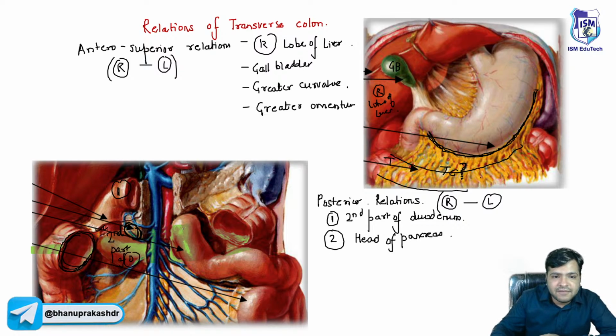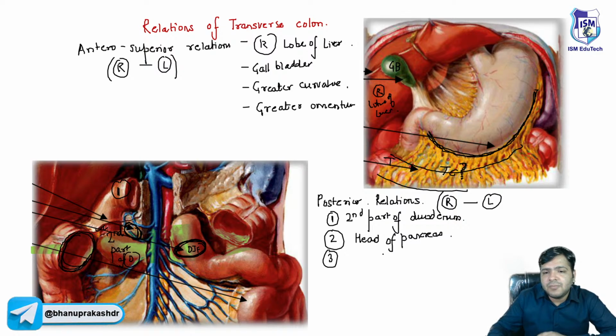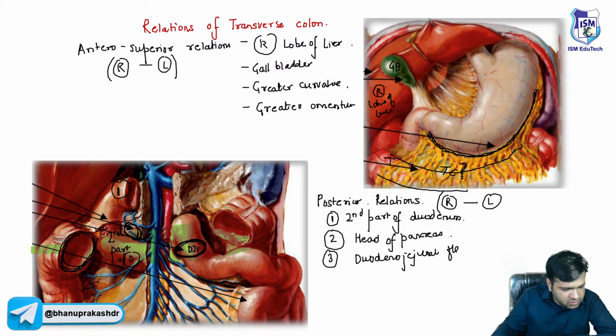Now we have a flexure over here beta. This flexure, it is called as the duodenojejunal flexure. So this is all behind. Going from right to left, we have the duodenojejunal flexure. Okay, duodenojejunal flexure. Yes.